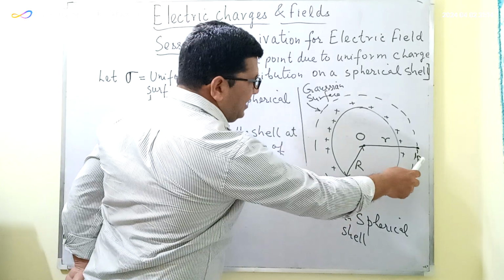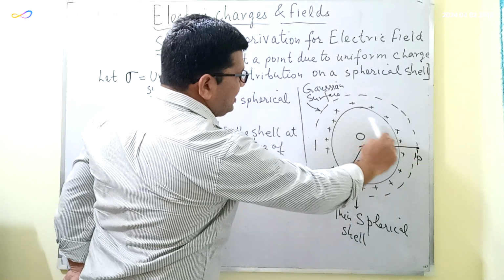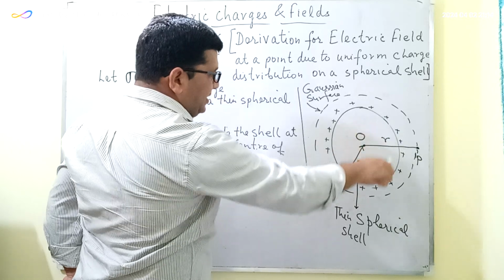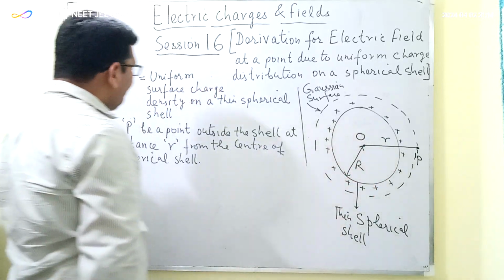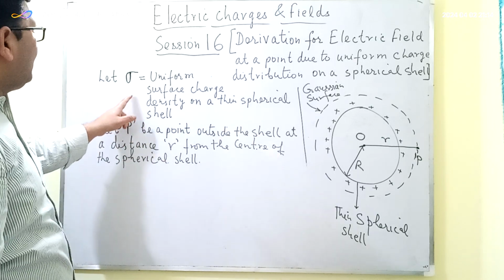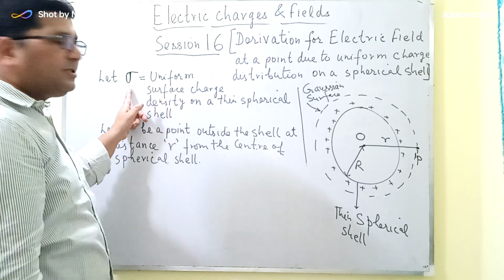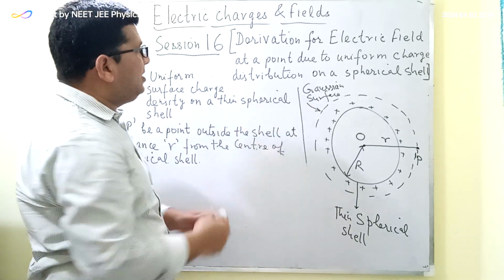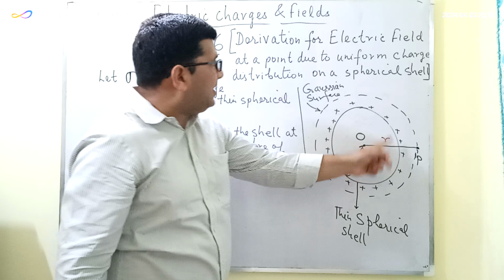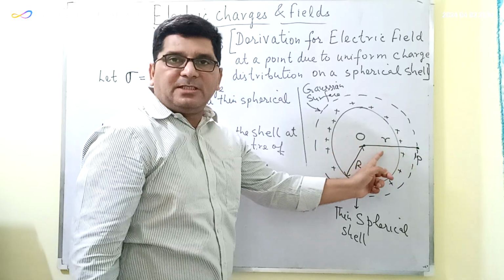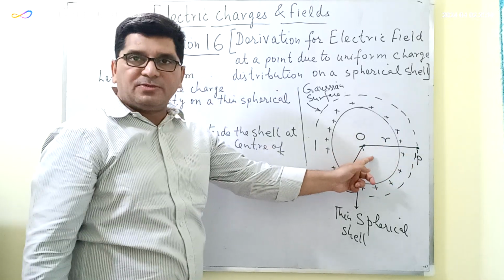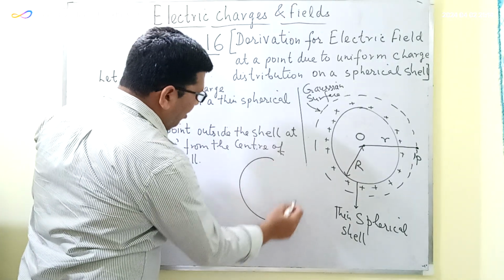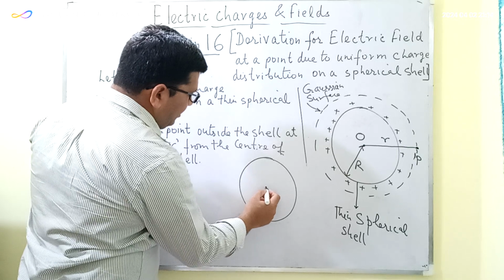So I have taken the point P which is outside this thin spherical shell, and it is situated at a distance small r. The radius of this thin spherical shell is capital R, and the uniform surface charge density is equal to sigma. So I will be using the Gauss law in order to find the magnitude of the electric field at this point P, which is situated at a distance of small r from the center of this thin spherical shell.